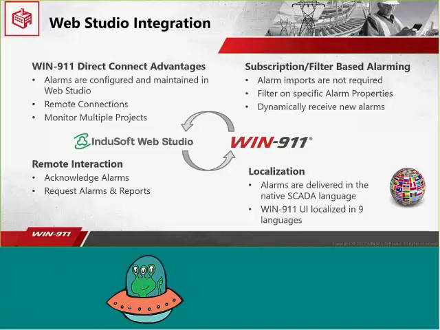Another advantage of our direct connect or data source is that we can do remote connections to your project. We're utilizing the TCP/IP server that's built into Web Studio, so because of that, we can connect through the network. We can also run on the same box as Web Studio. You don't have to run this on a separate machine. We can also monitor multiple projects, so you can have one Win911 system monitoring several different Web Studio projects at the same time. If you had 3 projects, instead of having 3 Win911 systems, you'd have one, and you can monitor all 3 of them with that one system.